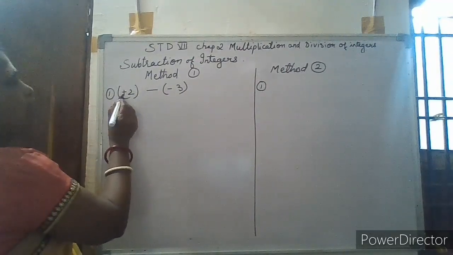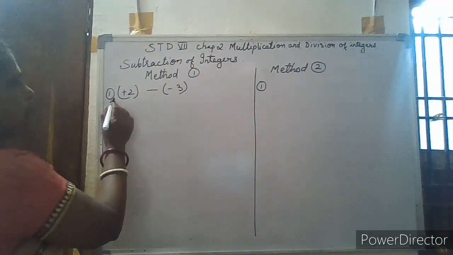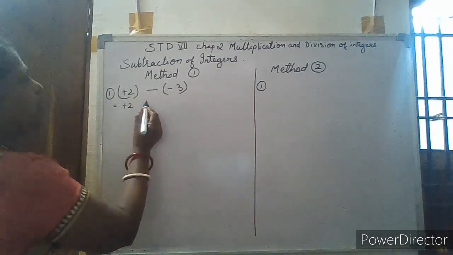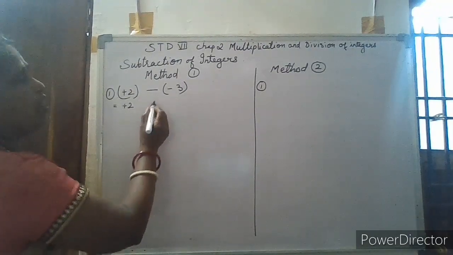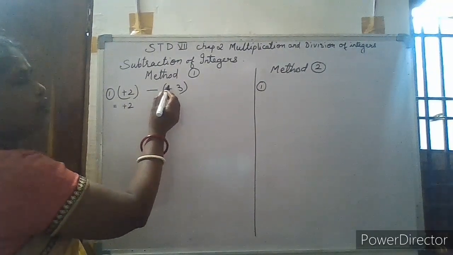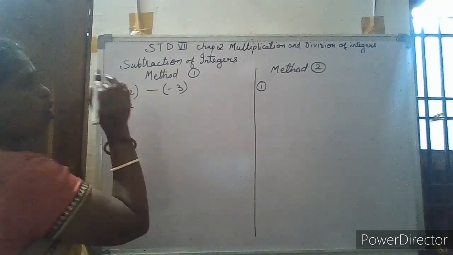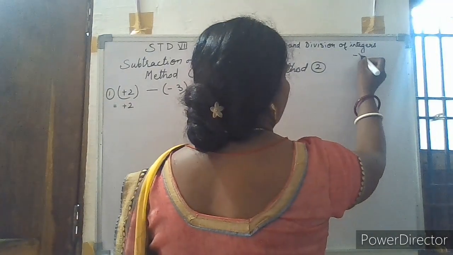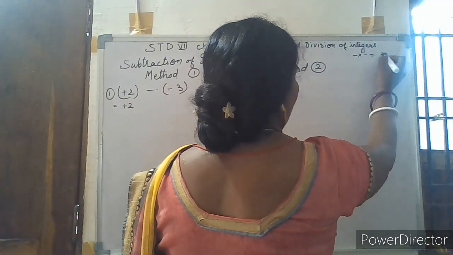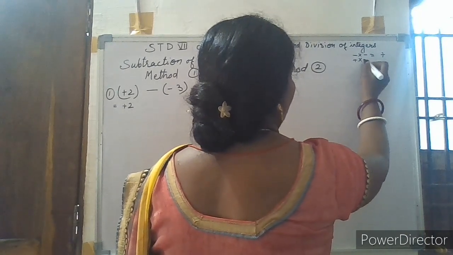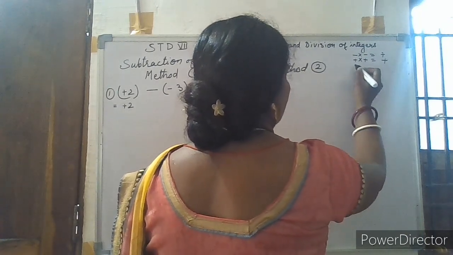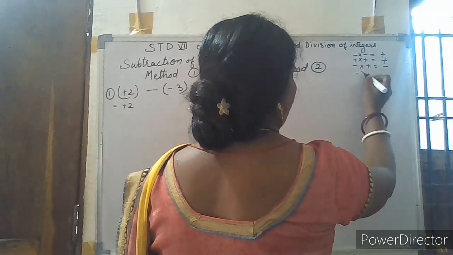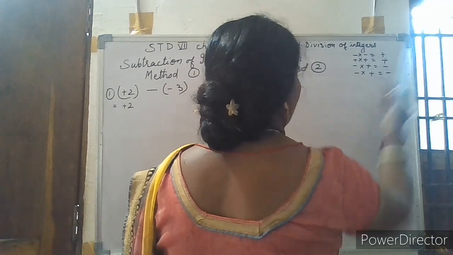Open the brackets. Outside the bracket no sign is there, means it's plus. Plus to plus, plus 2 only. Minus into minus, here we apply the multiplication of signs. Minus into minus you already learnt in 6th standard. Minus into minus is equal to plus. Plus into plus is equal to plus. Minus into plus is equal to minus.